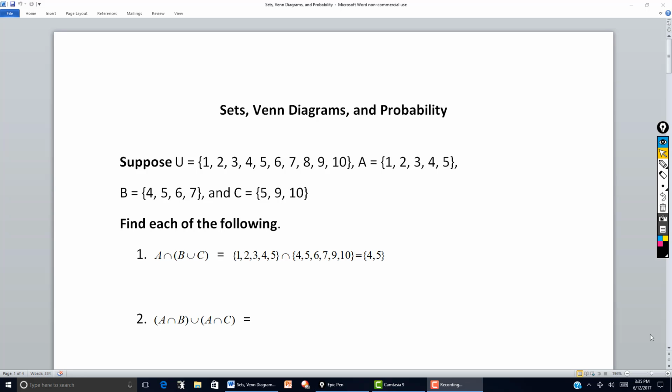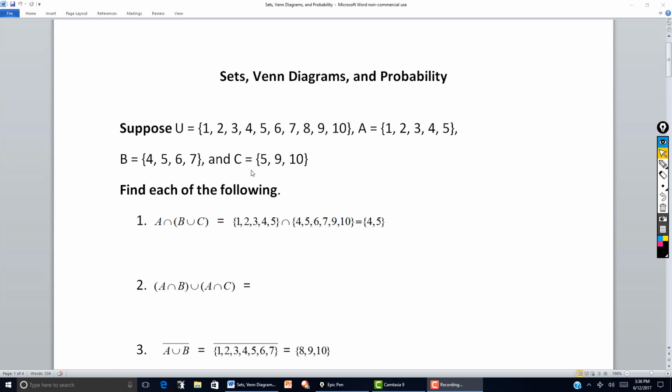We're letting U equal the set of numbers 1 through 10. The set A consists of the numbers 1, 2, 3, 4, 5. Set B consists of 4, 5, 6, and 7. Set C consists of the numbers 5, 9, and 10. Again, remember by definition, the universal set consists of all the components in the given discussion of sets. So numbers 1 through 10 include all the elements in the other sets. In other words, A, B, and C are subsets of the universal set.